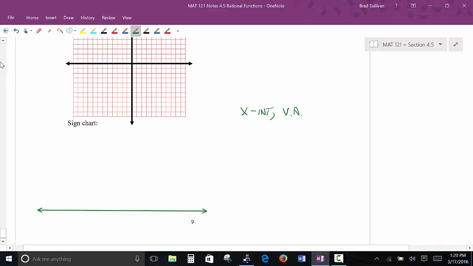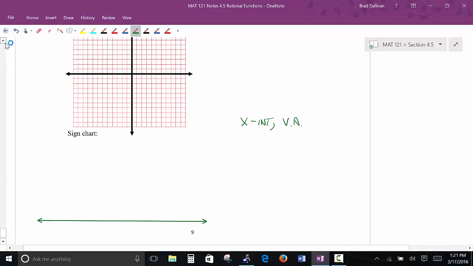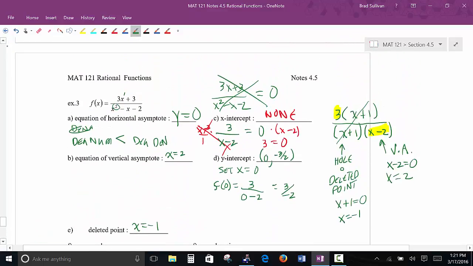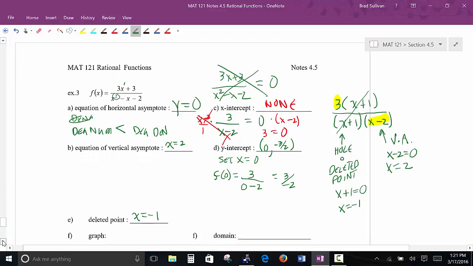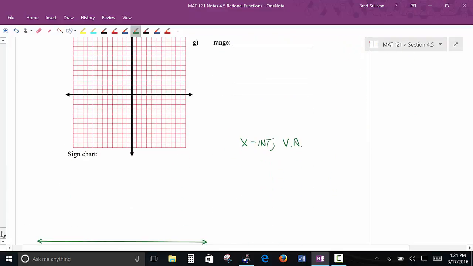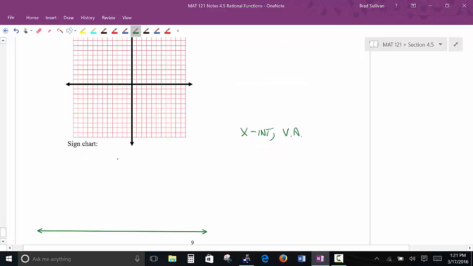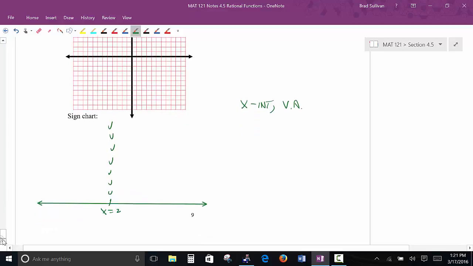Now if you look at this problem, I've already forgotten. We had no x-intercepts, right? But did we have a vertical asymptote? Yes. What was it? I can't hear a thing. So let me do this. x equals 2. Now I heard you. So we have x equals 2. That's all we're going to do on this problem: x equals 2, and that's undefined. We don't care about anything else. No x-intercepts, don't worry about it.